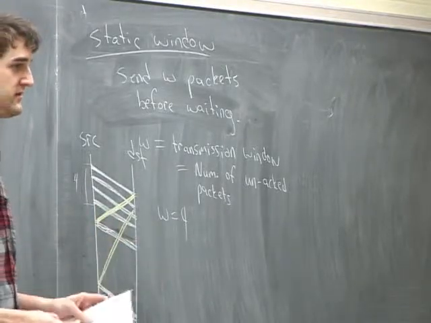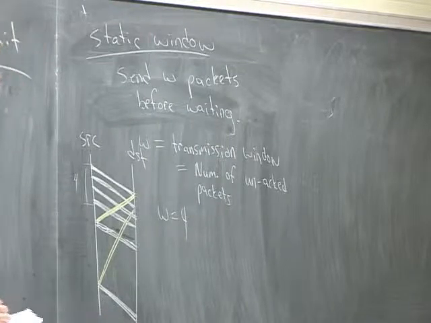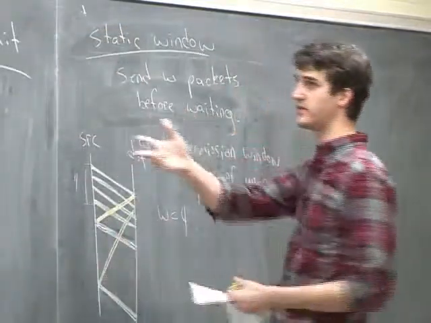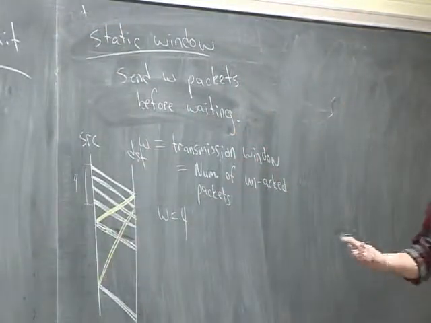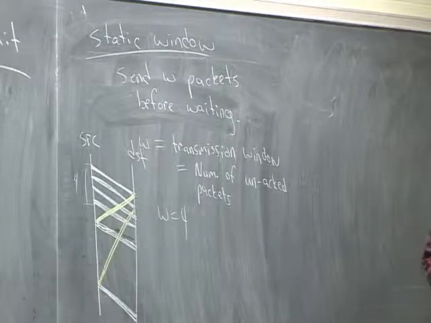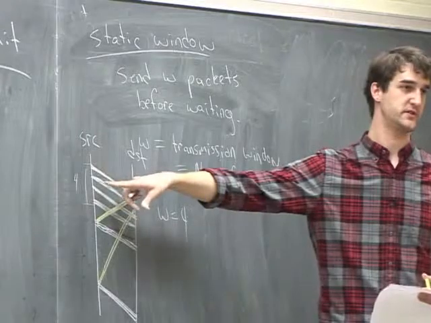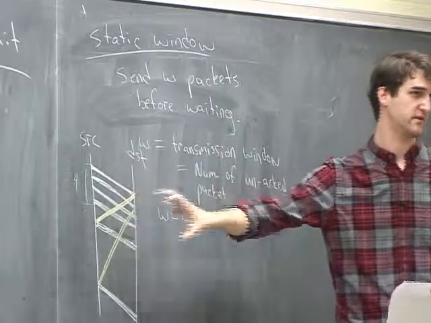Doesn't the static window decay into the stop and wait if the buffer's always full, like if W's always at that peak? Okay, so the question is, doesn't the static window just degrade to the stop and wait if your buffers are full, like if you're dropping packets? No, because here we don't dynamically adjust this window size. We keep this window size static, right?